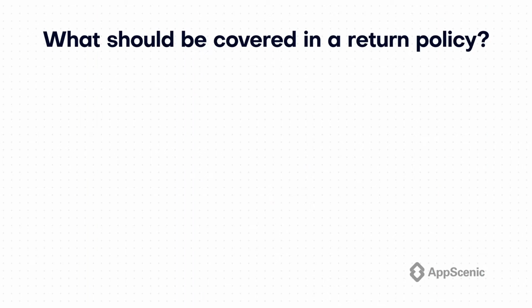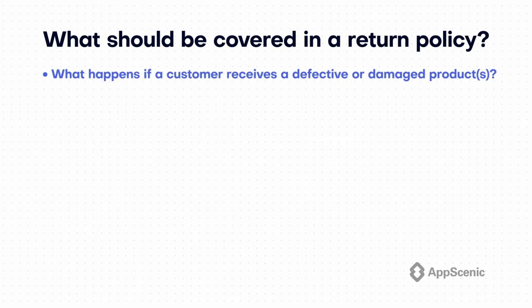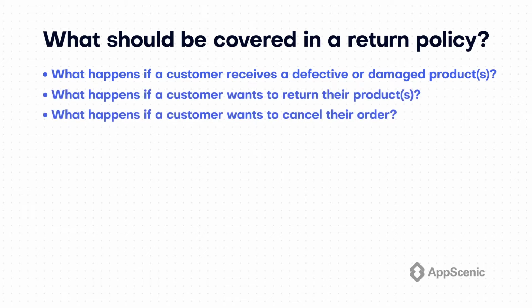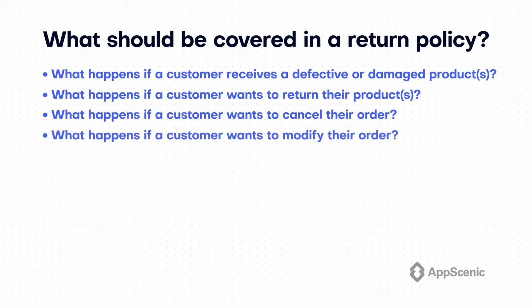Now, what should be covered in a return policy? A standard return policy should include the following basic rules. What happens if a customer receives a defective or damaged product? What happens if a customer wants to return their product? What happens if a customer wants to cancel their order? What happens if a customer wants to modify their order?